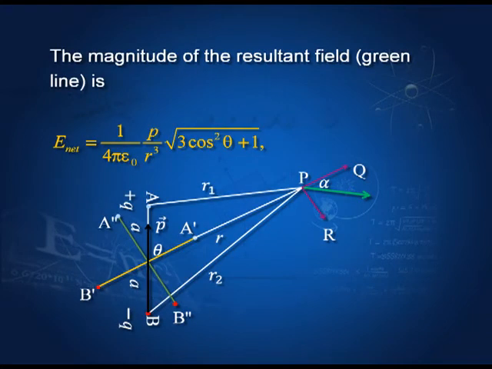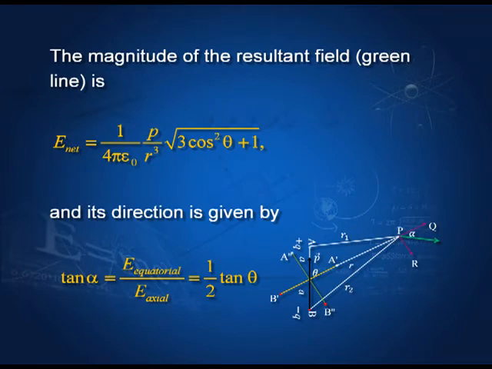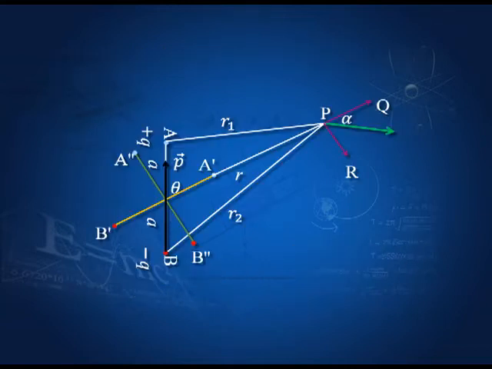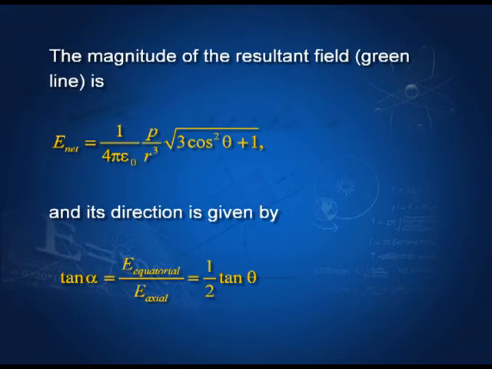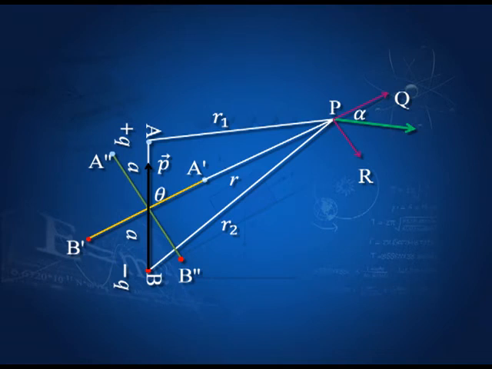So we add them, and with just a little trigonometry you can get E net equal to 1 by 4 pi epsilon 0 p by r cubed times the square root of 3 cos squared theta plus 1, and this field is along this line, the green line, and the direction is given by this angle alpha. Tan alpha is E equatorial by E axial. E equatorial is this, E axial is this. So tan alpha is this, therefore it is half tan theta. Tan theta is this angle, remember that.